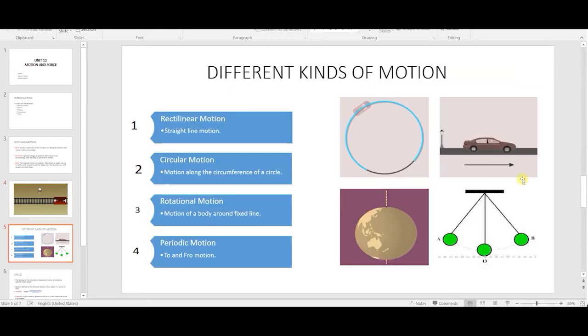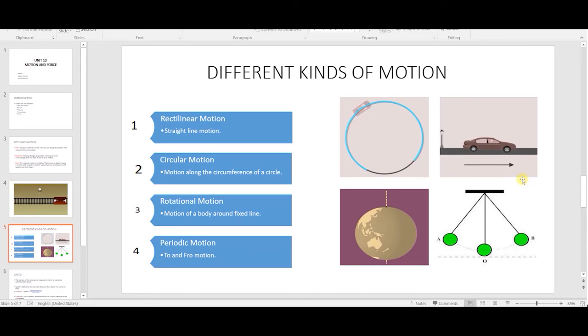Here we have different kinds of motion. The first one is rectilinear motion, which is motion in a straight line. The second one is circular motion, the motion along the circumference of a circle. The third one is rotational motion, the motion of a body around a fixed line. The fourth one is periodic motion, the to and fro motion.